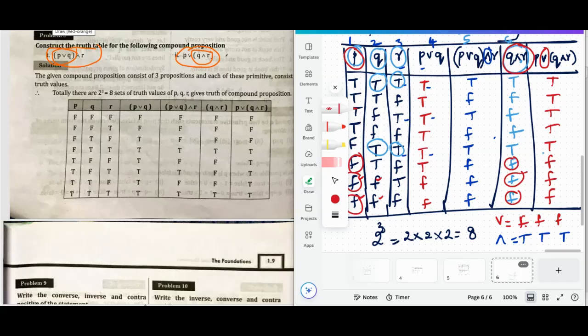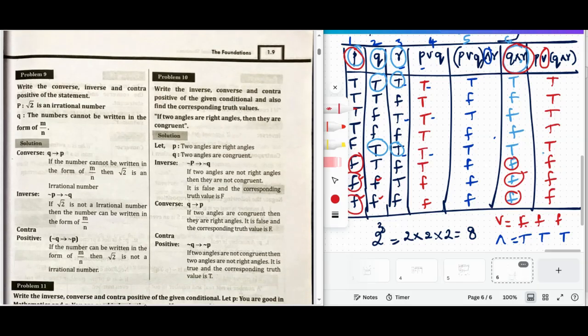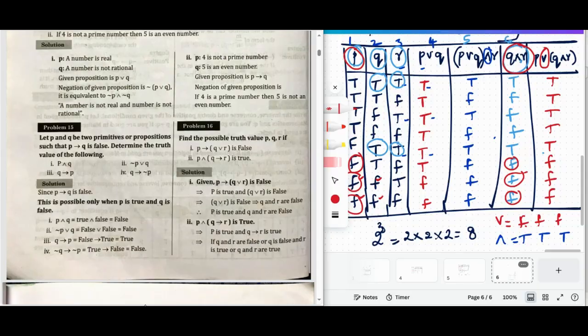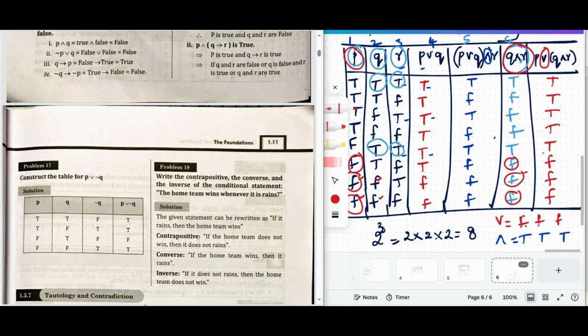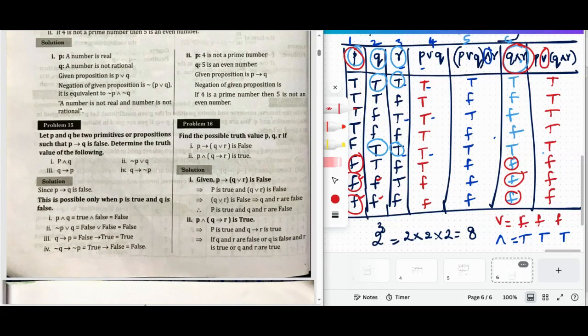So now we are just checking out. This is the way how you will be constructing the table for a compound proposition. So now moving with the next one, you have many examples given in your textbook. You can just go through those examples and refer to the questions for further practice.